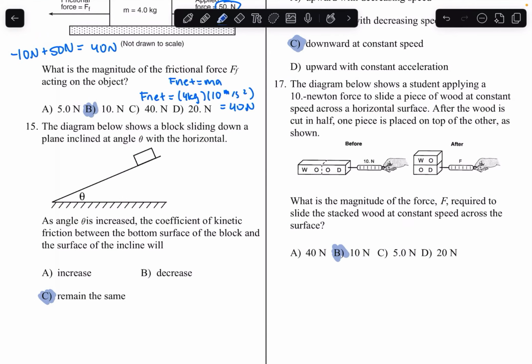So it stays 10 newtons because stacking the wood doesn't actually do anything. Remember, stacking the wood does nothing. Everything that friction relies on is just about the texture, and the texture stays the same.